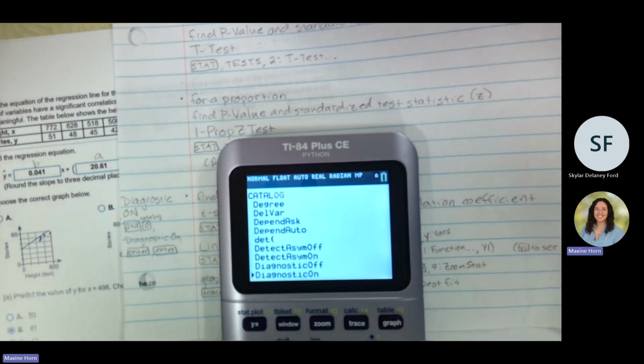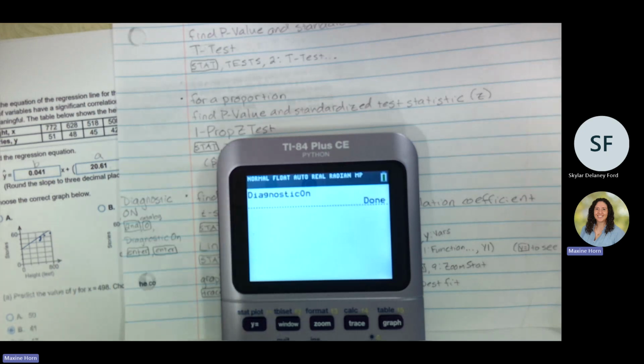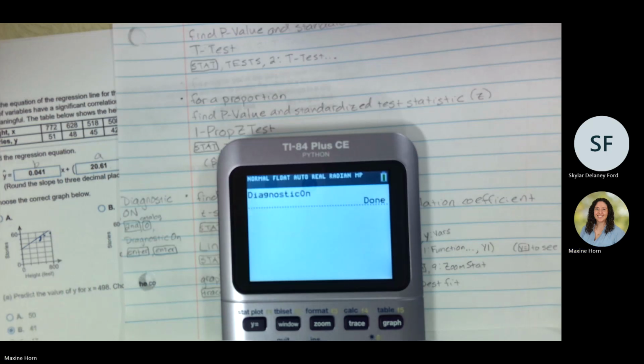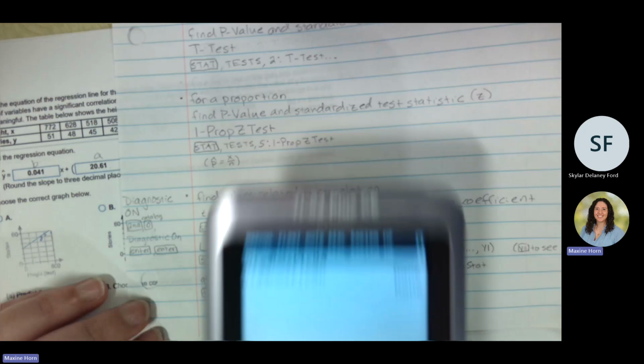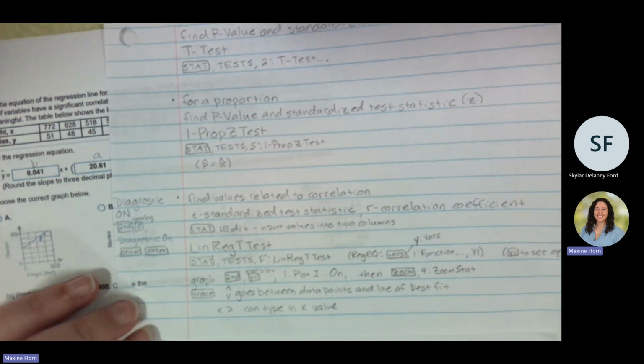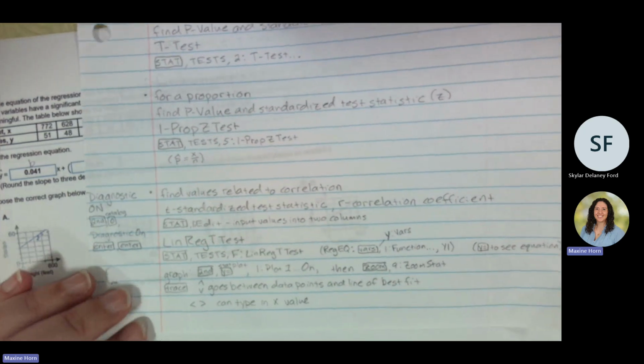Okay, diagnostic on, and then I'm going to hit enter again. And the calculator says, okay, we've made sure diagnostic is on. So make sure you've done that if you keep getting wrong answers and you don't know why, or if you keep getting an error message. I forget what it tells you if your diagnostic is not on.